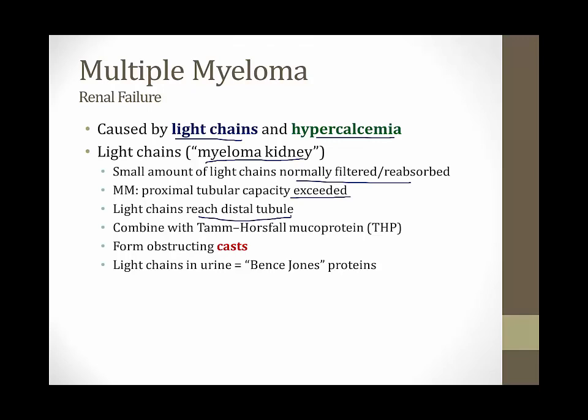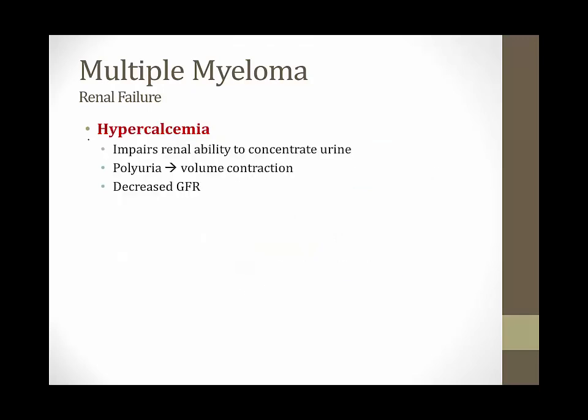There they can find a substance called Tamm-Horsfall mucoprotein, or THP. This combines with the light chains and forms obstructing casts, which obstruct urine flow through the nephron, and that leads to renal failure. In addition, this will lead to the presence of light chains which can be detected in the urine, and when light chains are found in the urine, they're called Bence-Jones proteins.